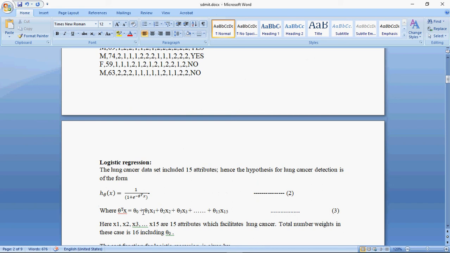Theta transpose x is obtained using this formula: theta naught plus theta 1 x1 plus theta 2 x2 plus theta 3 x3, and so on to theta 15 x15. Why theta 15 x15? Because you have 15 features. So x1 to x15 are the features, and the x0 value we take as 1 so that this term is just theta naught. So the first purpose is to evaluate this expression.